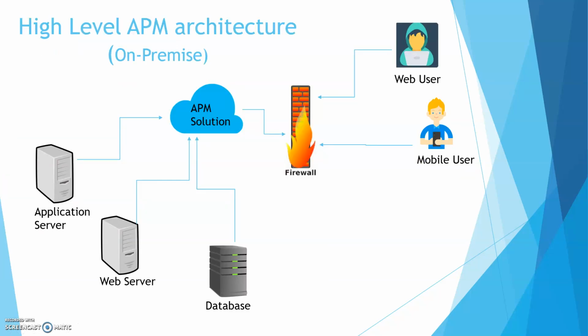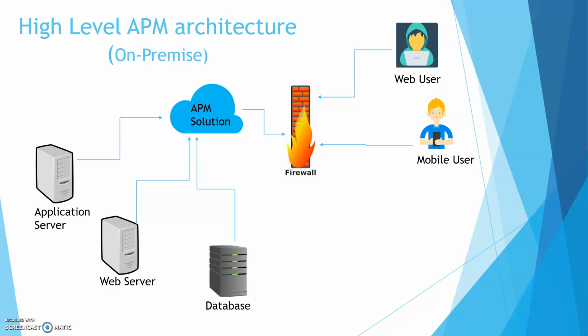Most of the APM comes with two types of architecture. So one architecture is on-premise and one architecture is SaaS model of APM. So on-premise model is when your company provides infrastructure for the additional component which are behind your firewall. So there is a small probe which is installed in all the application server, web server and database server, and they will report it back to APM solution.